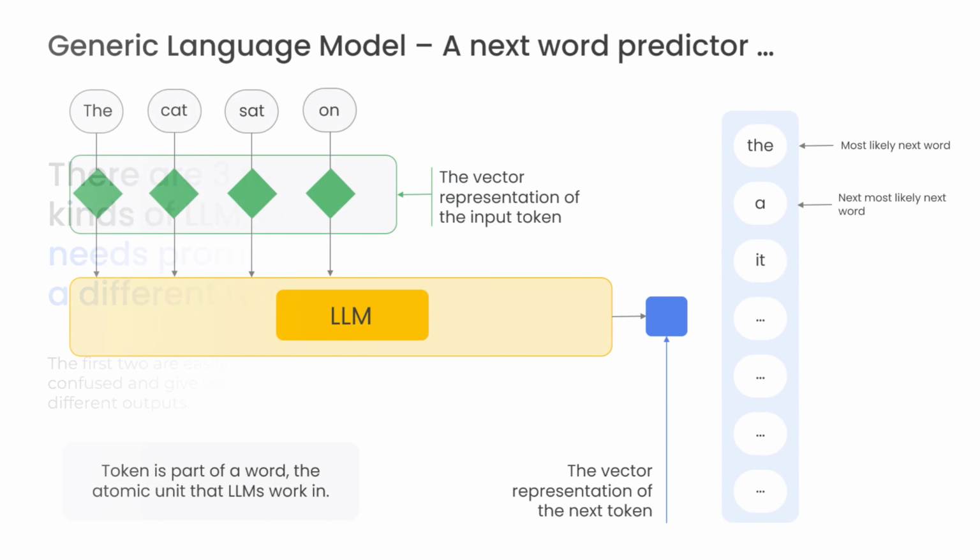Generic language models predict the next word based on the language in the training data. This is an example of a generic language model. The next word is a token based on the language in the training data. In this example, the cat sat on. The next word should be the, and you can see that the is the most likely next word. Think of this type as an autocomplete in search.